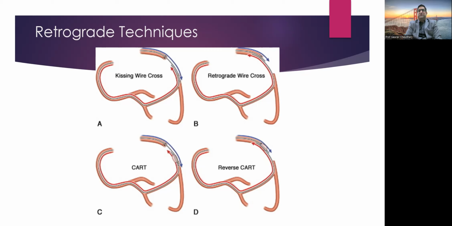And the most often used technique is the reverse CART technique. In this, a small balloon, which is called contemporary reverse CART, is inflated on the antegrade wire in the subintimal space, and the retrograde wire goes from the lumen to the subintimal space to the proximal lumen.